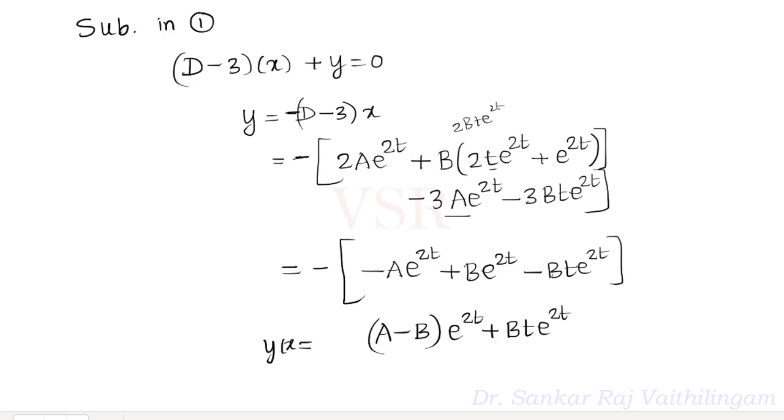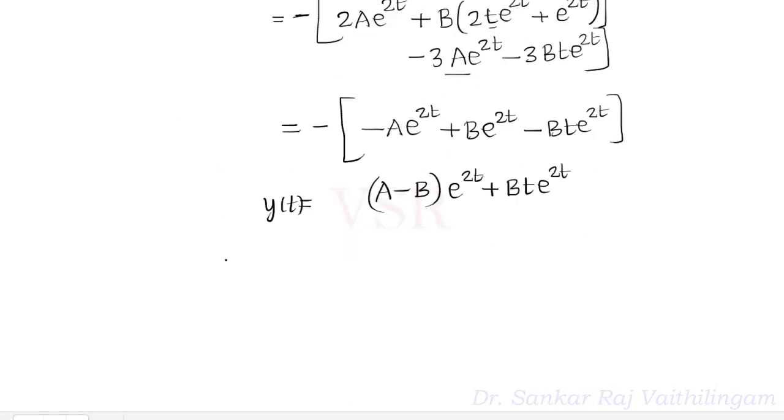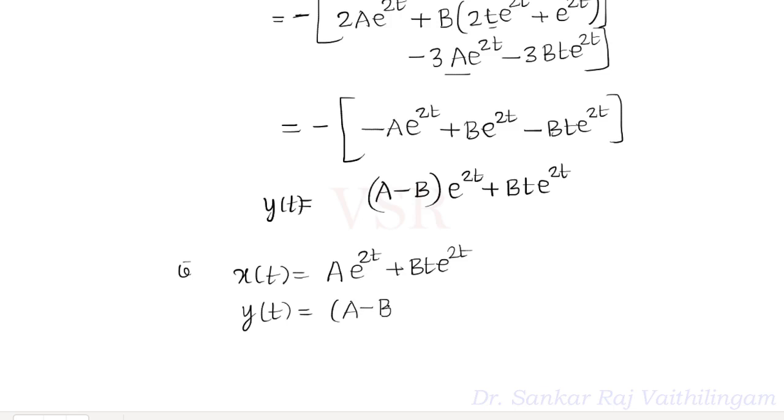Let us write it separately. x of t is equal to a e to the power 2t plus b t e to the power 2t. y of t is equal to (a minus b) e to the power 2t plus b t e to the power 2t. So this is my solution.